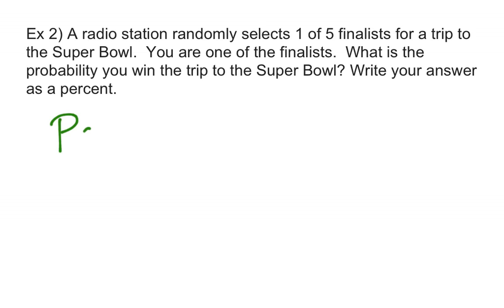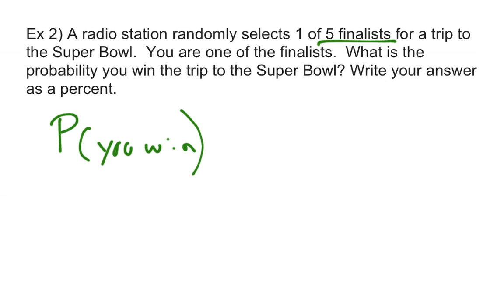A lot of times when we write probability, they'll give you some notation that looks like this, where the big P stands for probability, and then in parentheses they're going to say what you're looking for. We're trying to find the probability that you win. There are 5 finalists and you are one of them. One of those 5 people is going to win. We want to find the probability that you're going to win.